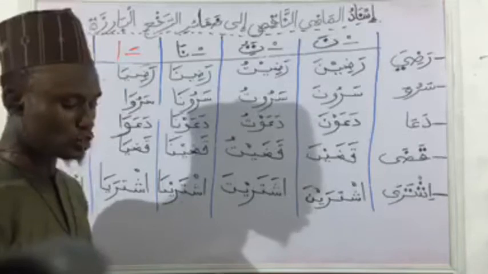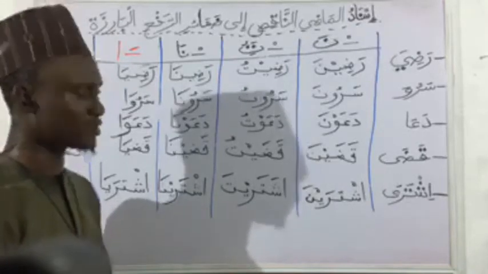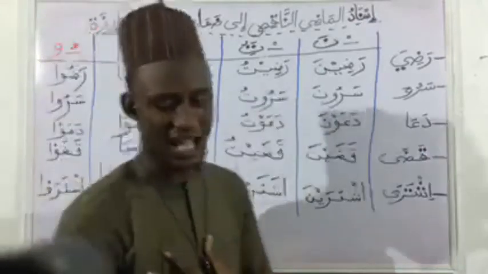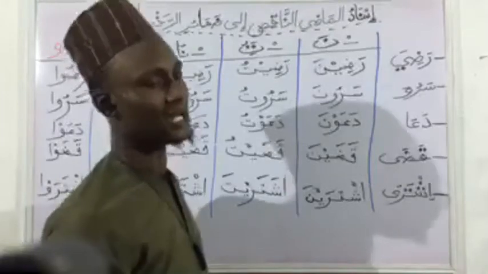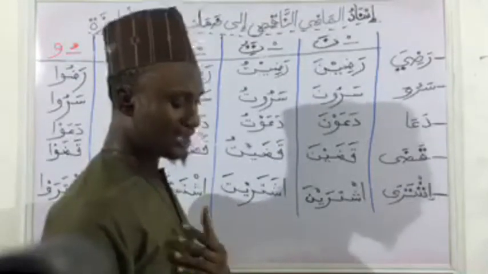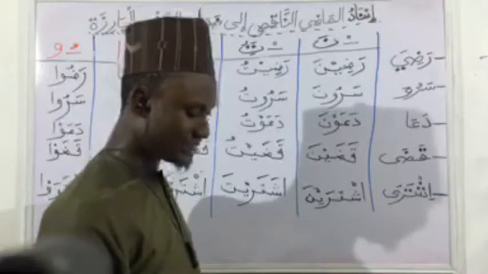We have khashitu rabbi. Khashitu is from what? Khashiya, he feared. Khashitu, khashiya, he feared. So khashitu rabbi. So the similitude of khashiya here is what? Radiya. Like I can say raditu billah, I am pleased with Allah. So khashitu rabbi, I feared what? I feared my Lord.